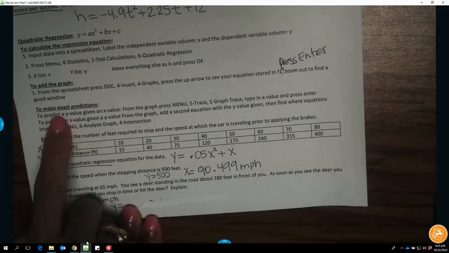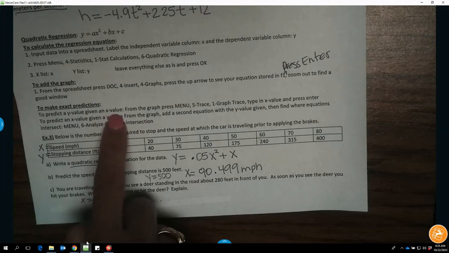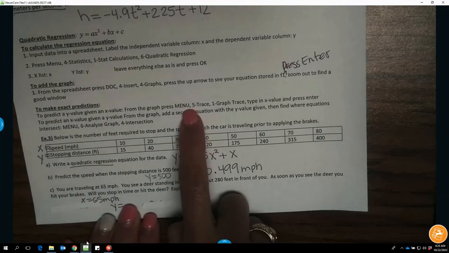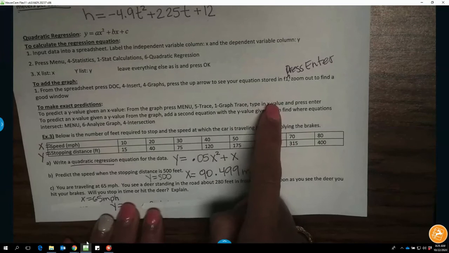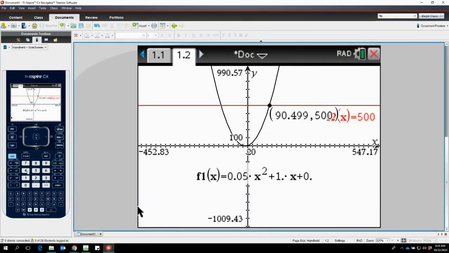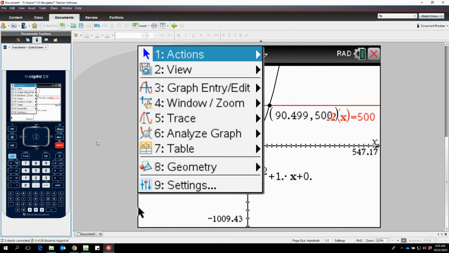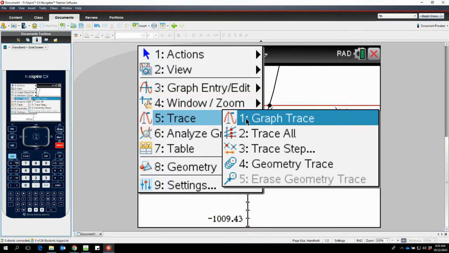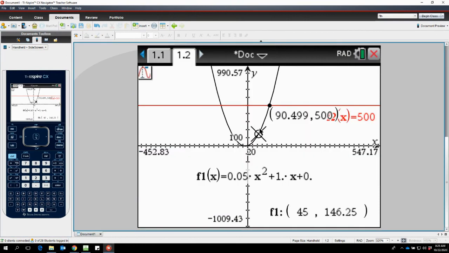In order to do that, I'm going to go over here where it says to predict the y value given an x value. From your graph, go to Menu, Trace, Graph Trace, and type in that x value that you want. So from my graph, I'm going to go to Menu, Trace, Graph Trace, and I want x to be 65, so type in 65, enter. Enter one more time, press enter twice so that you can see the actual point. It says that if x is 65, the stopping distance would be 276.25.